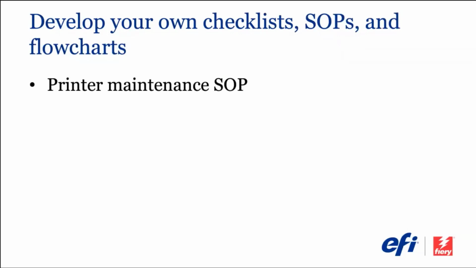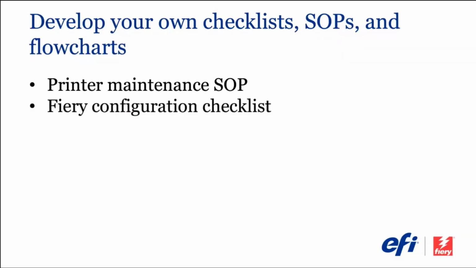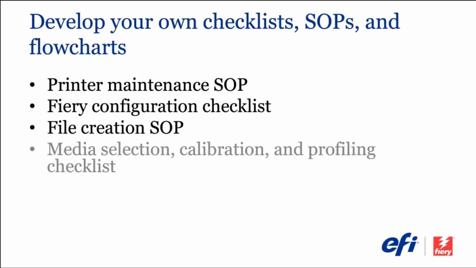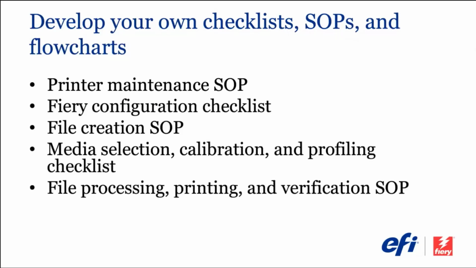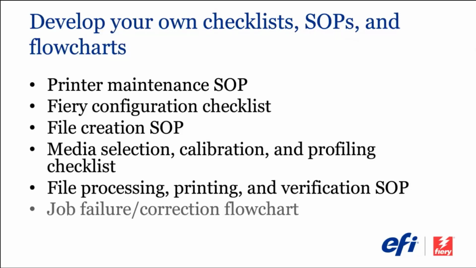Make one of those for your operators. The panels that show the Fiery settings: for your Fiery configuration checklist, use images. For the file creation, for that output, that print panel, what should be checked? What should be selected on the drop-down menus? Media selection, calibration, profiling: do we all do it the same way? Processing, printing, verification, job failure, that correction workflow, that flowchart. Put one of those together.